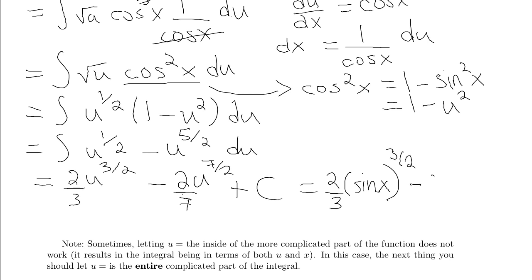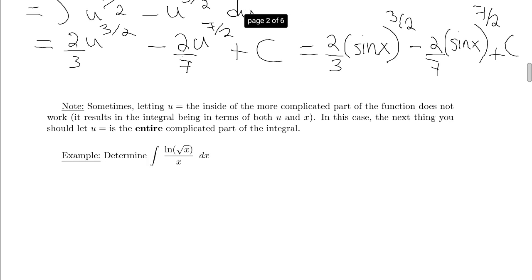Minus 2 over 7 sine x to the power of 7 over 2, plus c. And if you wanted to check your answer, you would just take the derivative of this and see that you get back that original function, the square root of sine x times cosine cubed of x.